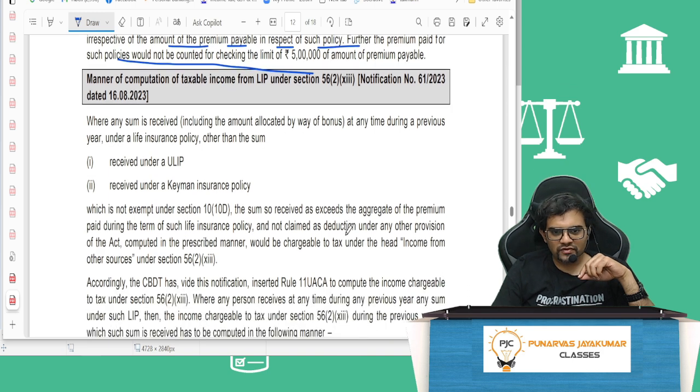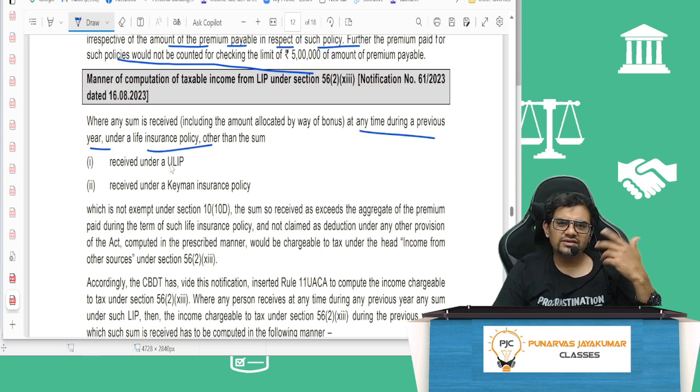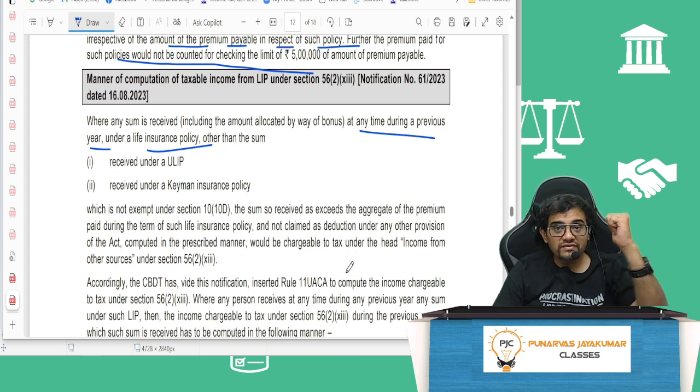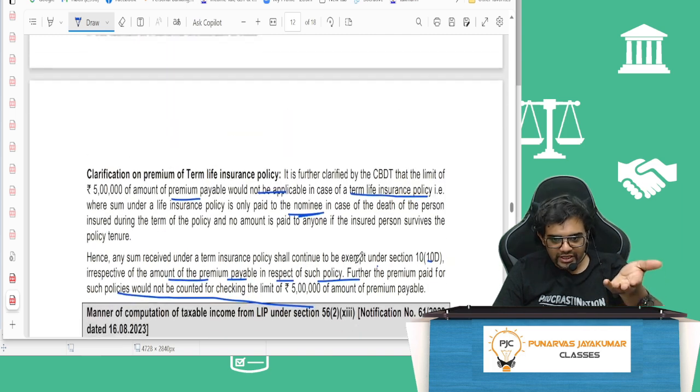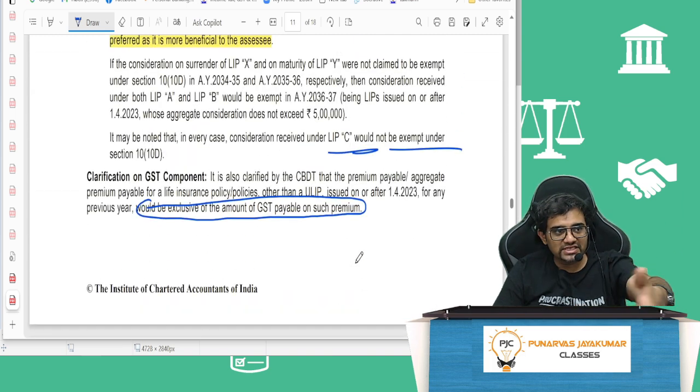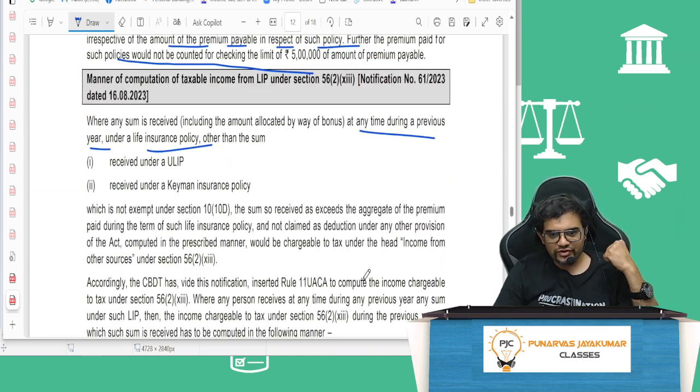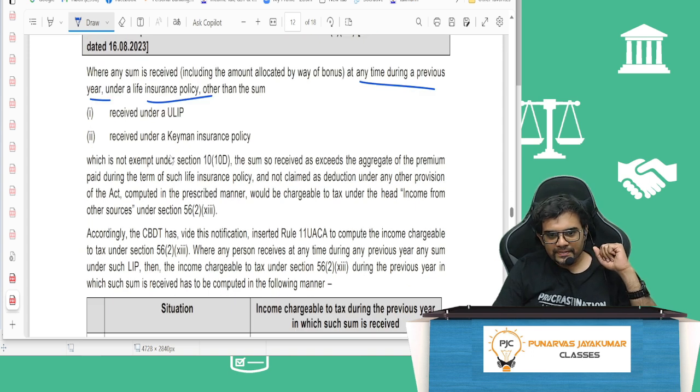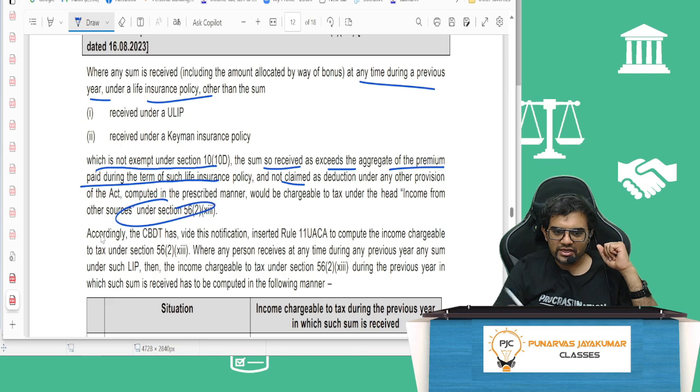Next. Where any sum is received, including the amount by way of bonus, at any time during the previous year under a life insurance policy, other than ULIP or Keyman insurance policy, where will it be taxed is the question. I'm telling you, it's taxed, exempt, tax. Where will it be taxed? IFOS. Something which is not exempt under 10(10D), the sum so received as exceeds the aggregate of the premium paid during the term shall be taxable under IFOS.